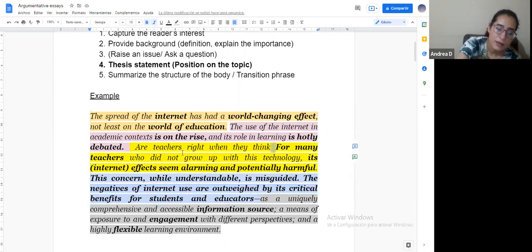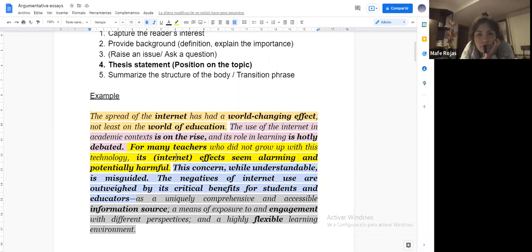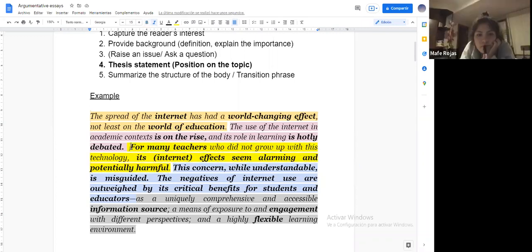So in this sentence here in yellow, he's raising the issue. So he's saying what he's going to counteract. So the problem is that many teachers think that the internet is something wrong, something that's negative for students, right? So that's the issue, that's the problem.